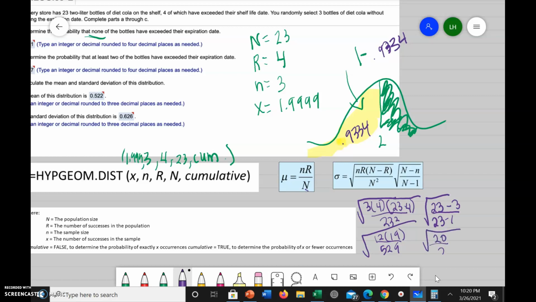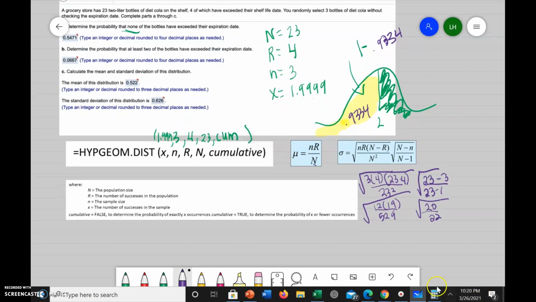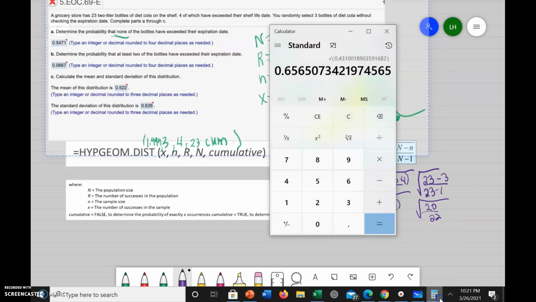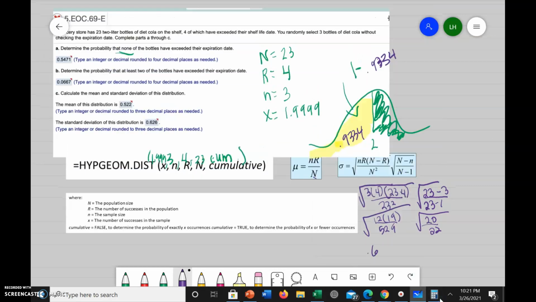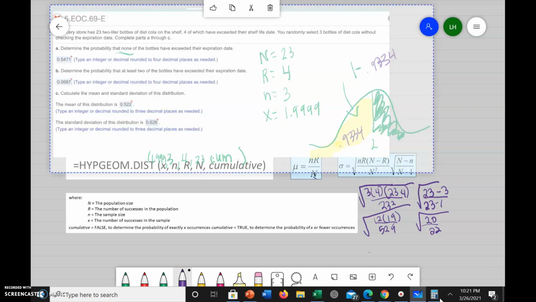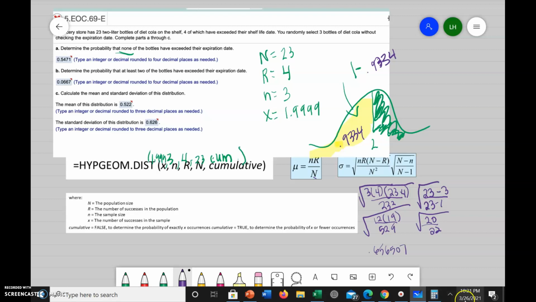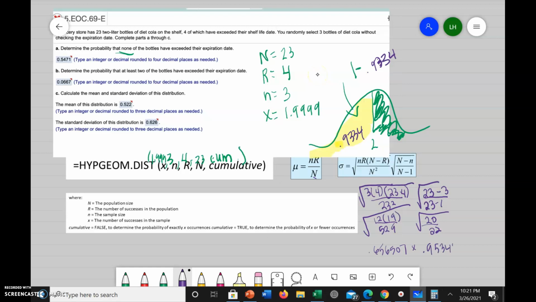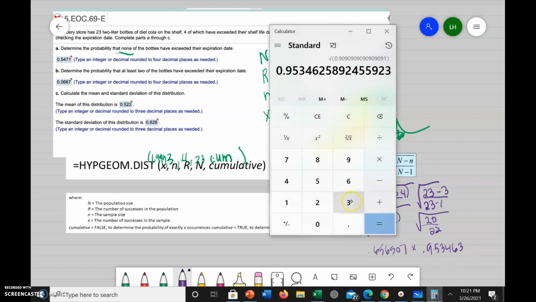Then over here we get 20 over 22. So 12 times 19 divided by 529. Okay, and then we want the square root of that. So we end up with 0.656507 is what I'm going to put. Let me make sure that's right. Okay, and then we're going to do 20 divided by 22. And you're going to do the square root of that. And you get 0.9534. I'm going to round it to that, just to be exact.